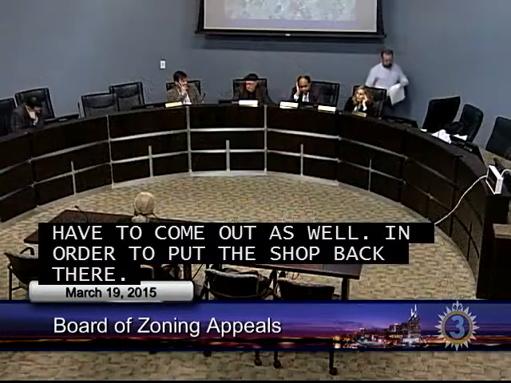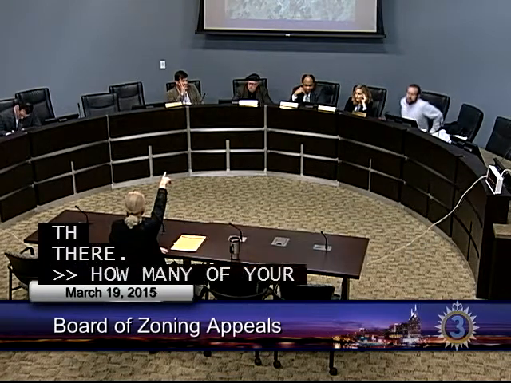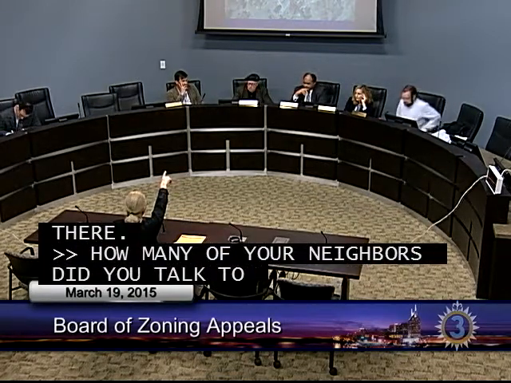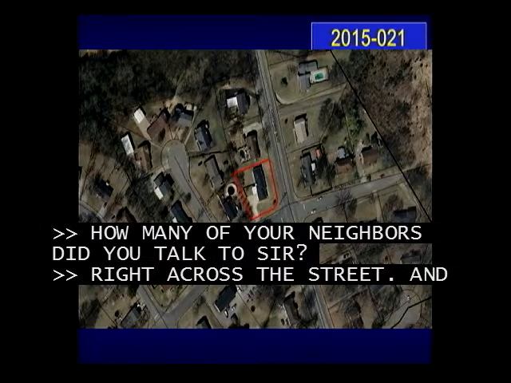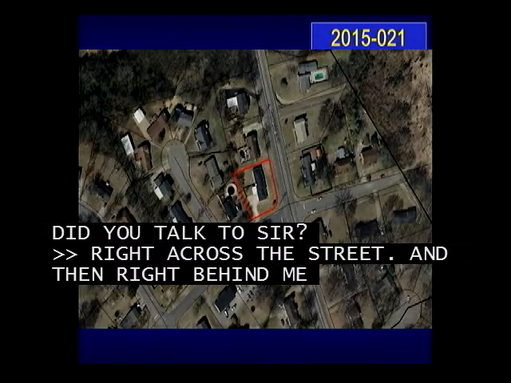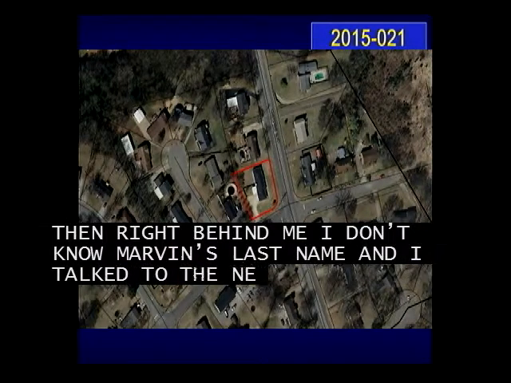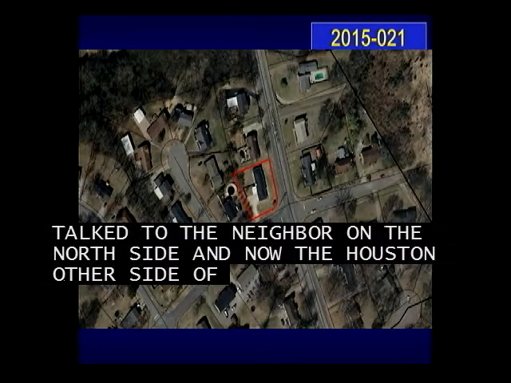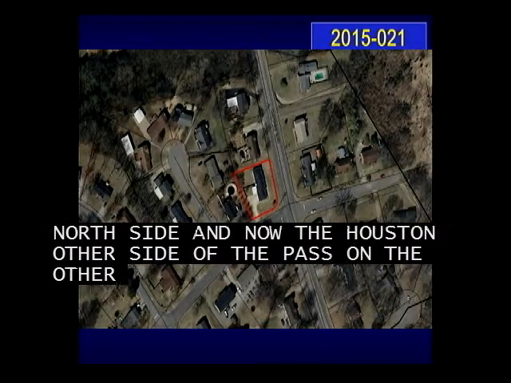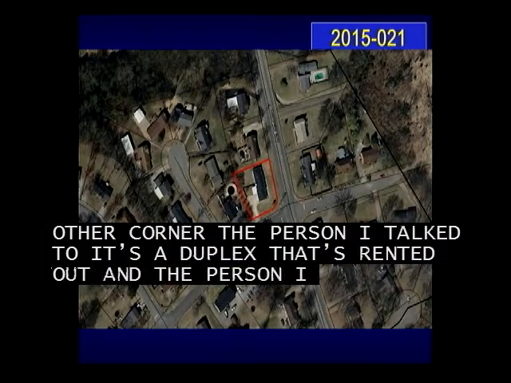How many of your neighbors did you talk to, sir? Can you show us on this aerial who you talked to? Right across the street, Miss Aldeers, and then right behind me, I don't know Marvin's last name, and I talked to the neighbor on the north side, Andrew. Now, the house on the other side of Canton Pass, on the other corner, the person I talked to, it's a duplex that's rented out, and the person I talked to was the only occupant at the time, and they've since moved out. Okay.